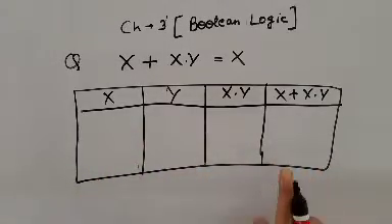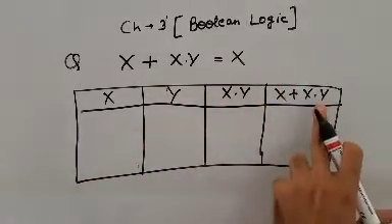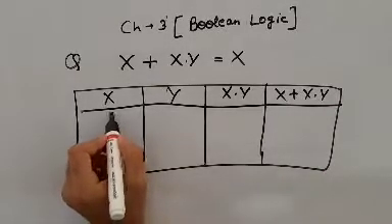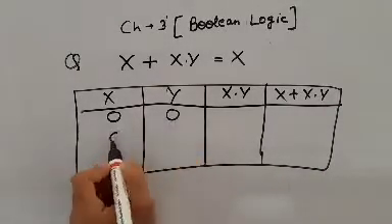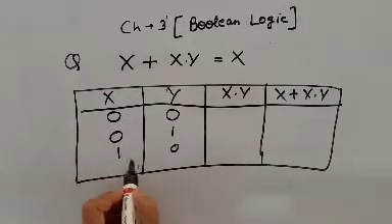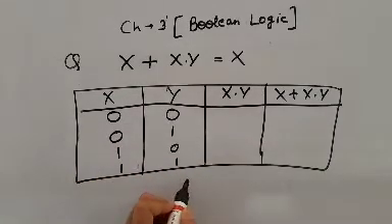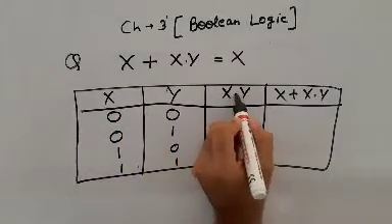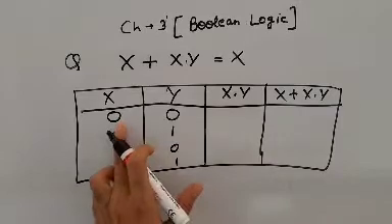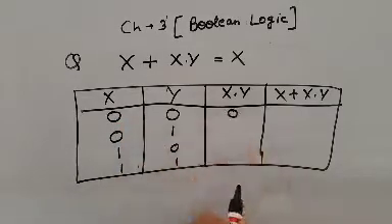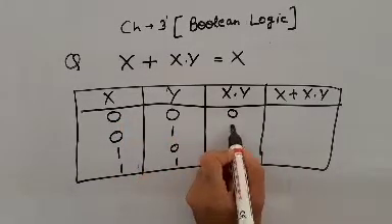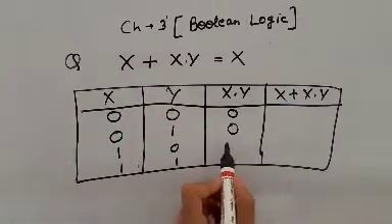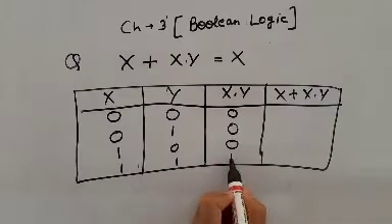Now I have to prove that this whole expression table comes out to be x. Is that clear? Now again input 0 0, 0 1, 1 0, 1 1. Okay, now I have to put an AND operator. So 0 into 0 is 0, 0 into 1 is 0, the similar thing which we have done previously. 1 into 0 is 0, 1 into 1 is 1.